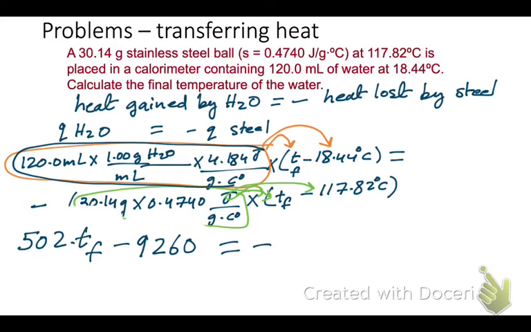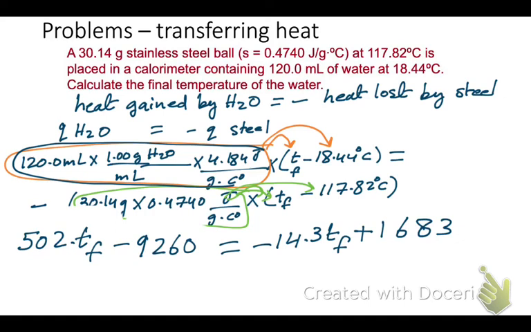30.14 times 0.474, so that will be 14.3 TF, and then multiplying this by negative 117.82, so that will be negative, that will be a positive, so you will have 1,683.